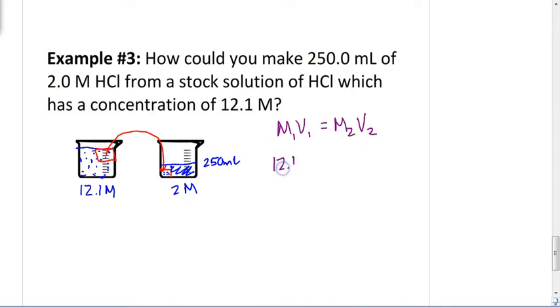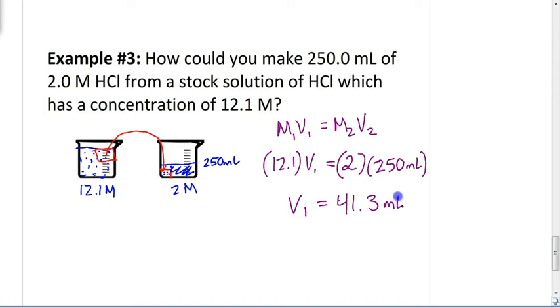M1 is 12.1. We're trying to find the volume. And the molarity is 2, and the volume is 250 milliliters. So since we're using milliliters, what we solve V for will turn out to also be in milliliters. So 2 times 250, that's 500, divided by 12.1, turns out to be 41.3 milliliters of 12.1 molar HCl. However, does that answer the question? It says, how could you make? Okay, so if we just said 41.3, we wouldn't be explaining how to make it.